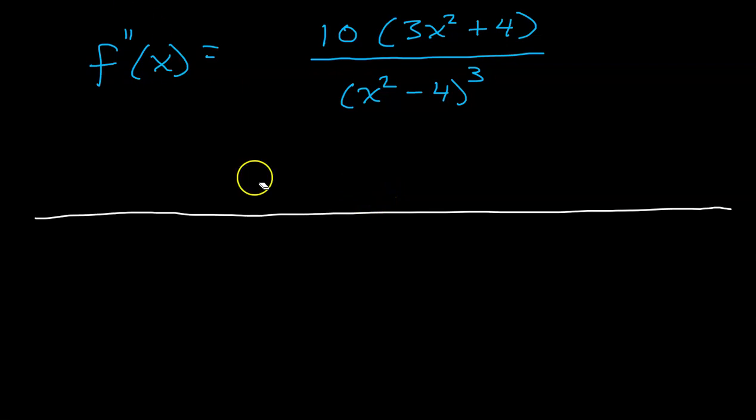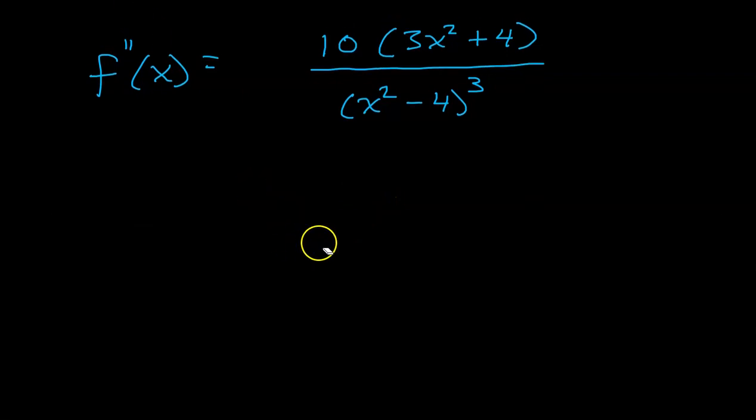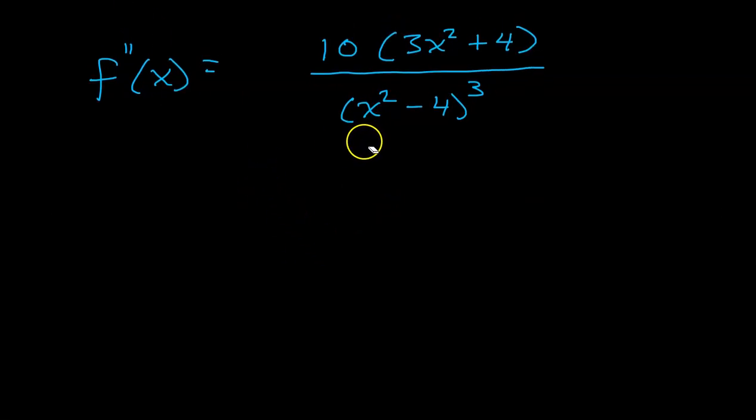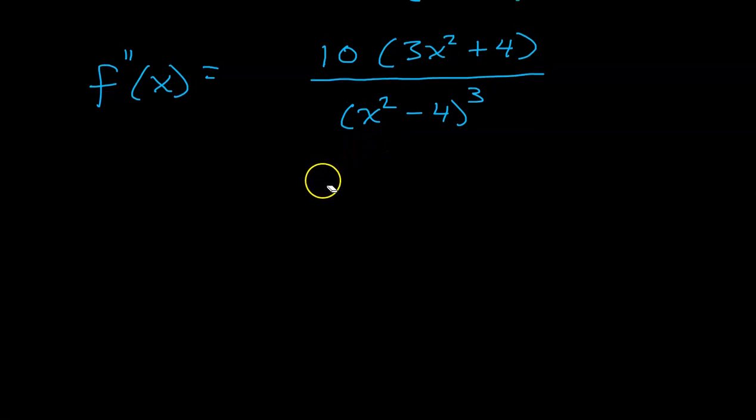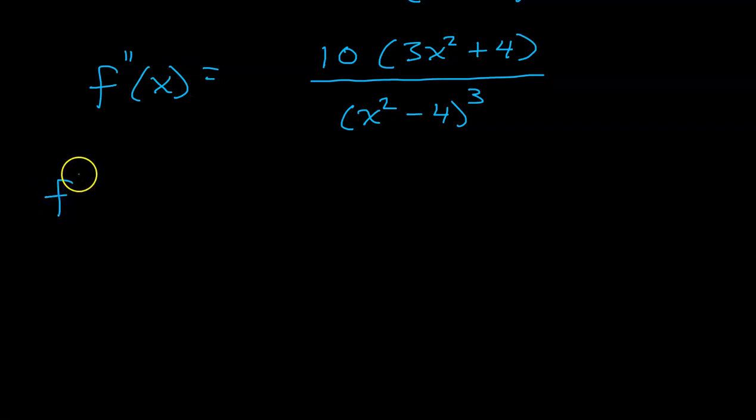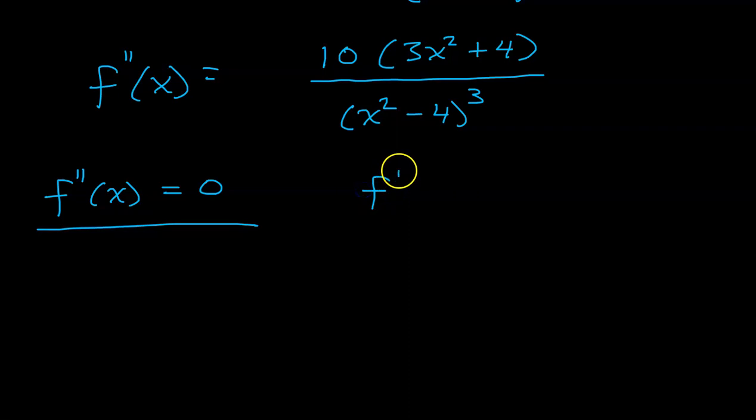Okay, you know what? First we need to find the critical numbers here. There's one thing we need to keep in mind before we find the critical numbers. Normally when I go for the critical numbers, I'm asking myself, where is the second derivative equal to 0? And then I ask myself, where is the second derivative undefined?